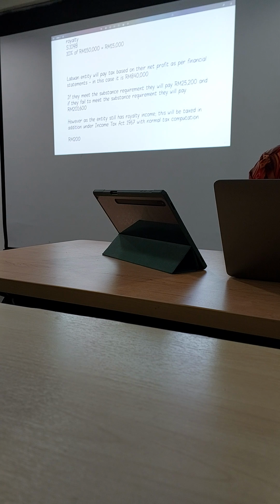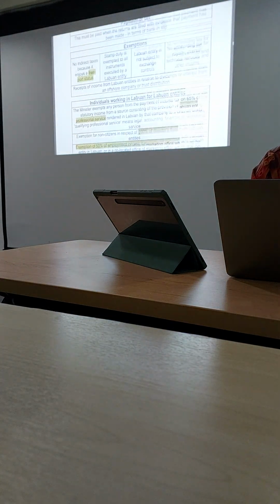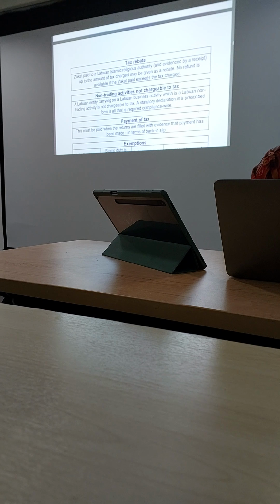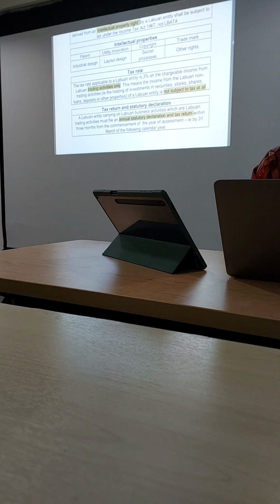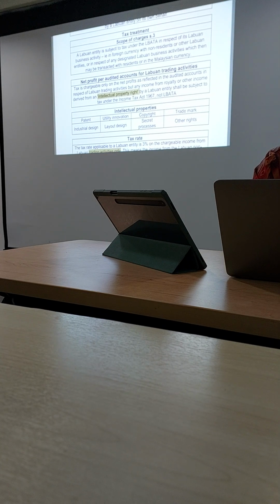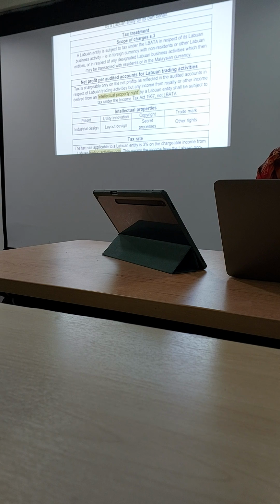Sir, royalty bukan exempted ke? No, it's not exempted. It gets specially taxed. Remember earlier on I always say it's specially taxed here. Is it section 4, sir? No, it's over here. Remember I did say that, where did I say that? For intellectual property. See, tax is charged only on net profit as reflected in audited accounts. On trading activities, any income from royalty or other income derived from an intellectual property right by a Labuan entity shall be subject to tax under the Income Tax Act 1967.